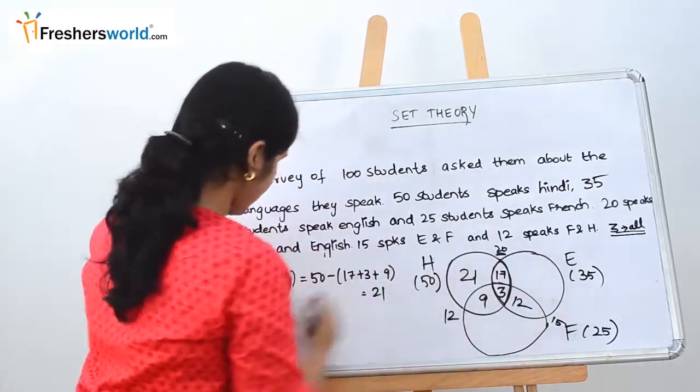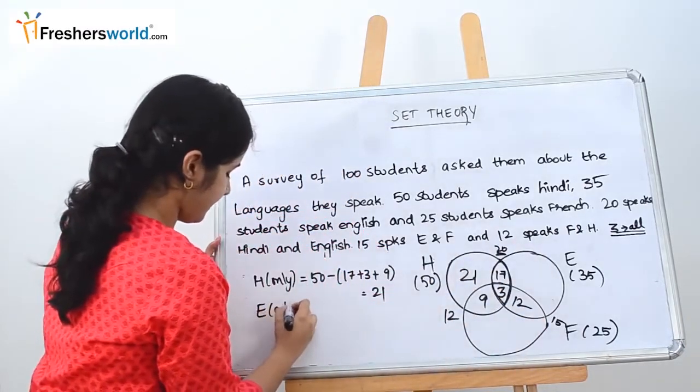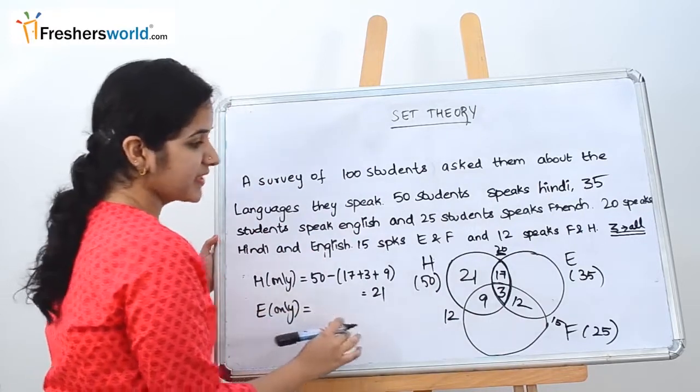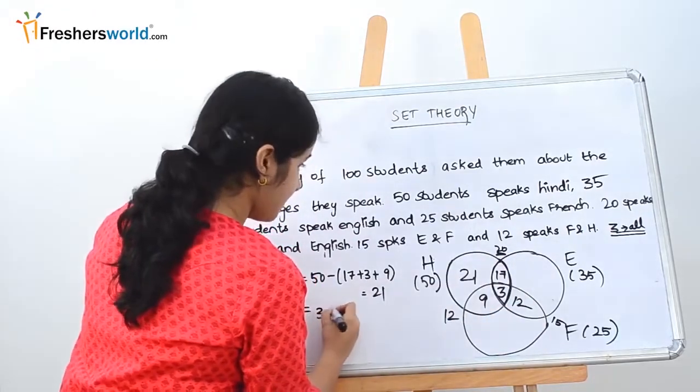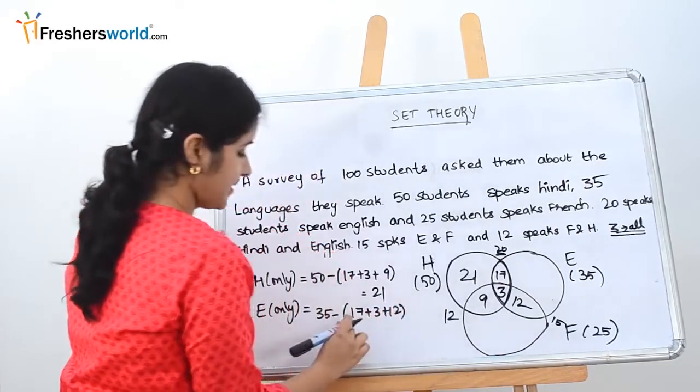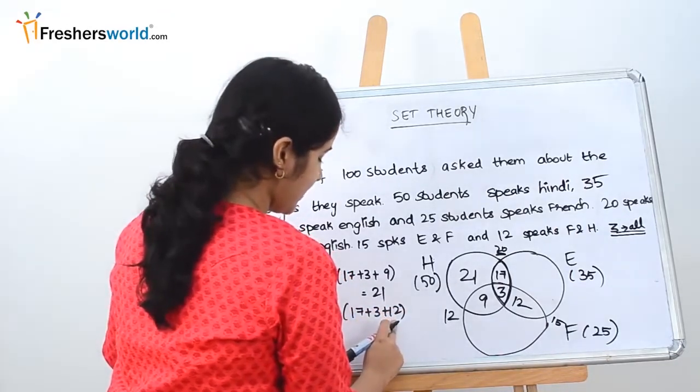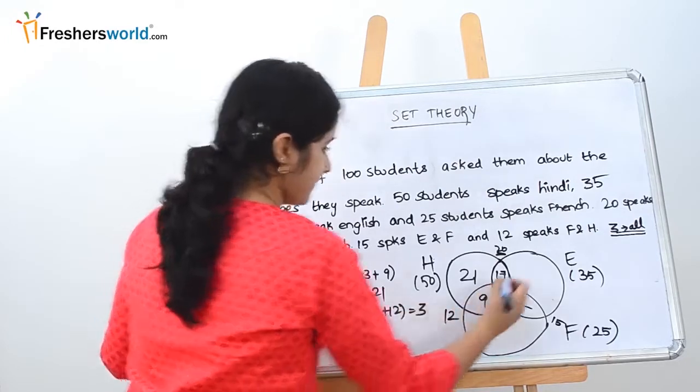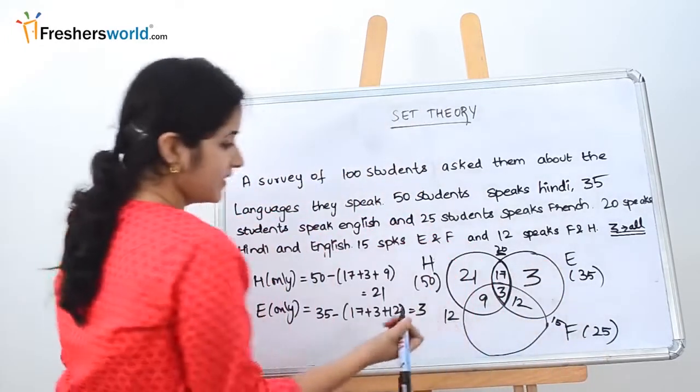Next, we have to find English only. English only is nothing but 35 minus (17 plus 3 plus 12). 17 plus 3 is 20, 20 plus 12 is 32, so 35 minus 32 is 3. Next is French only.